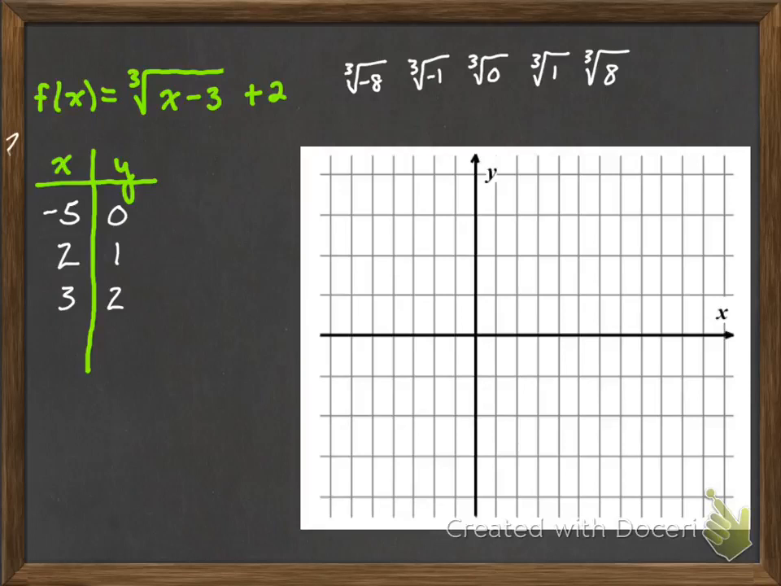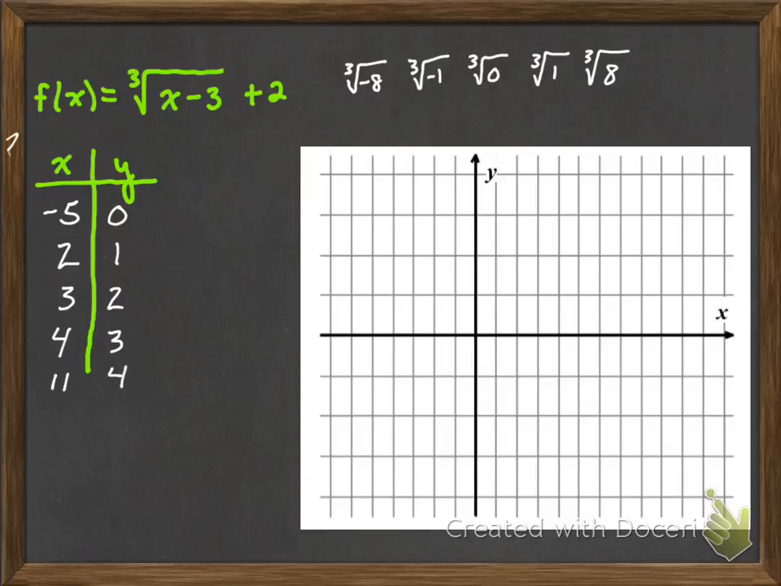All right, so then we want to get a +1. So to get a +1, the x value needs to be 4, and that will produce a y value of 3. And then to get a +8, x will need to be 11, and that will produce a y value of 4.